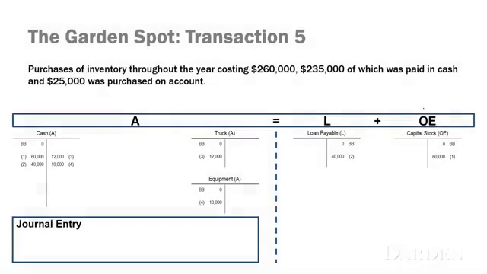Transaction 5. The company made purchases of inventory throughout the year that cost $260,000. $235,000 of that is paid in cash, and the remaining $25,000 was purchased on account.